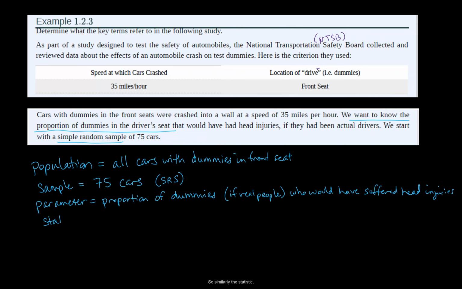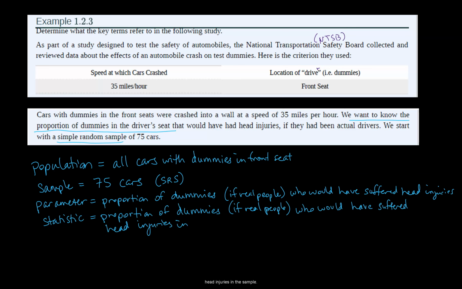So similarly, the statistic is pretty much the same, except now we're talking about the proportion in the sample. So the proportion of dummies, if they had been real people, who would have suffered head injuries in the sample.